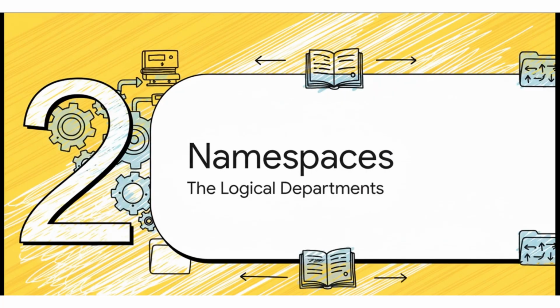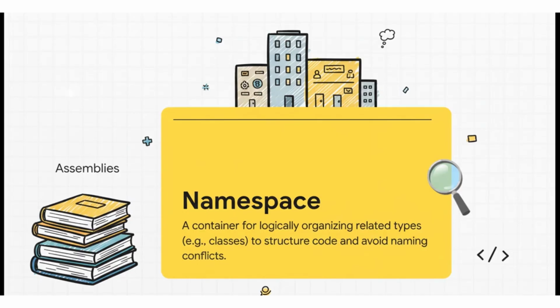Okay, that makes sense for assemblies. They're the physical books. But what about namespaces? Well, they represent the logical organization inside those books. A better analogy here might be to think of them as departments within a big company. So, technically speaking, a namespace is just a container for your code. Its entire job is to group related things, like your classes and interfaces, together. This gives you a clear, logical structure, and this is a big one. It stops you from having naming conflicts, which can become a total nightmare in large projects.